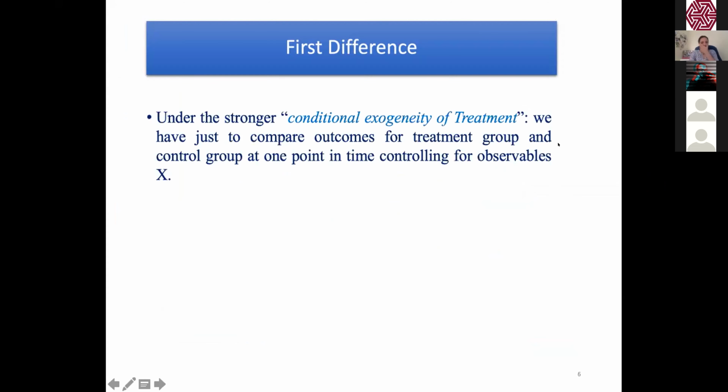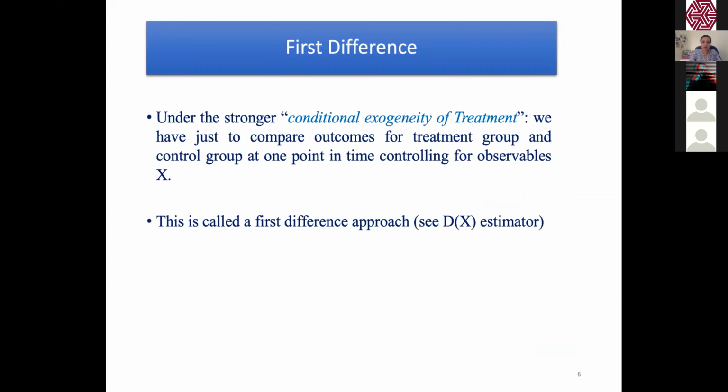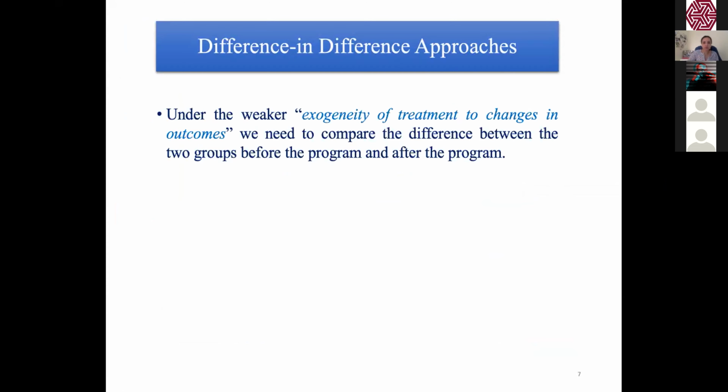So under this strong condition of exogeneity of treatment, we can just compare between the 2 groups. But as I said, this is not the case, and this is why we use what we call a first difference approach. Okay, what is this first difference approach? We take into consideration the observables, which do not vary over time and also those which can vary over time, and the unobservables, which cannot vary over time.